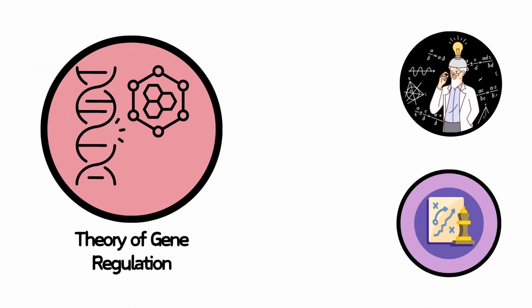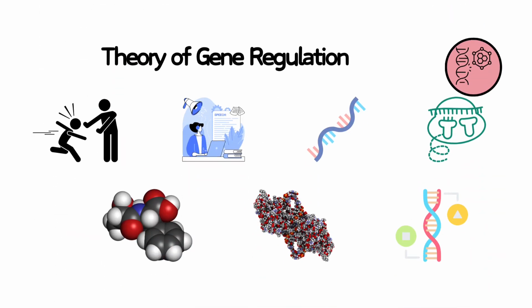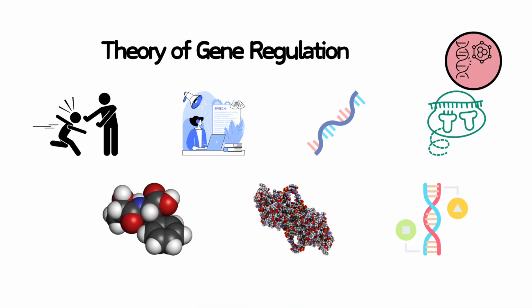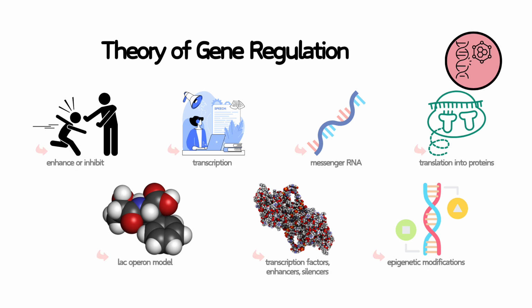5. Theory of gene regulation. The theory of gene regulation explains how cells control the expression of their genes to ensure that the right proteins are made at the right times. This regulation is crucial because it allows cells to respond adaptively to their changing environments and to differentiate during development. Gene regulation involves mechanisms that enhance or inhibit the transcription of genes into messenger RNA and their translation into proteins.